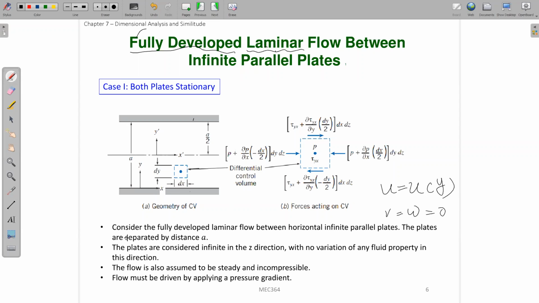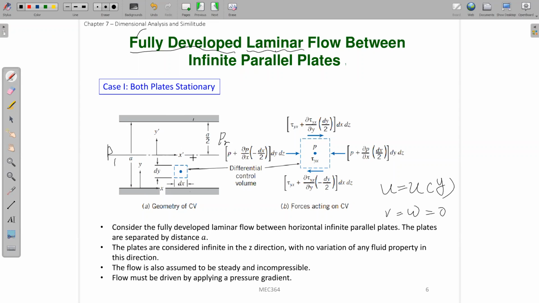Okay, and for this flow, both plates are stationary, right? So if we want the flow to move, we have to apply a pressure gradient, okay? So the flow can only be moved in this scenario if you have a pressure gradient. If we assume this is P1 and this is P2, P1 has to be larger than P2 to make the flow move to the right.